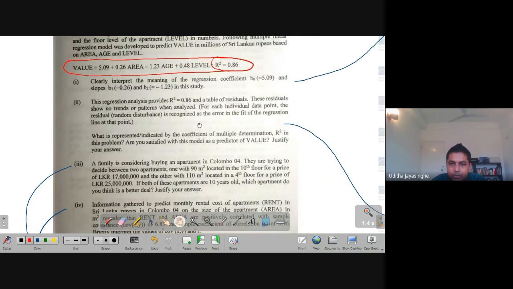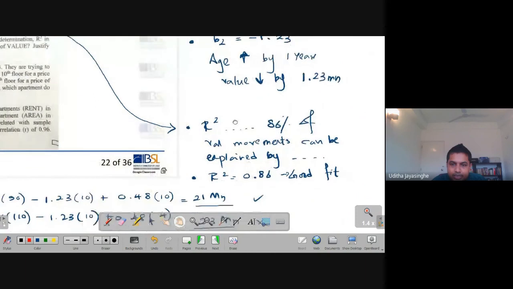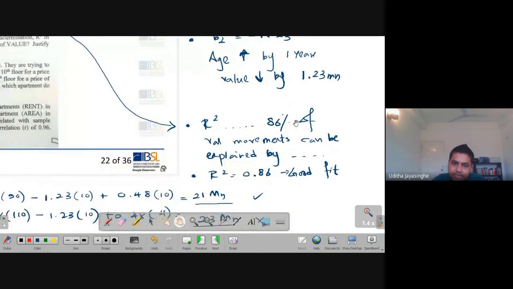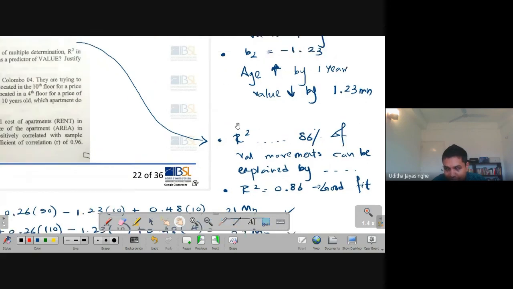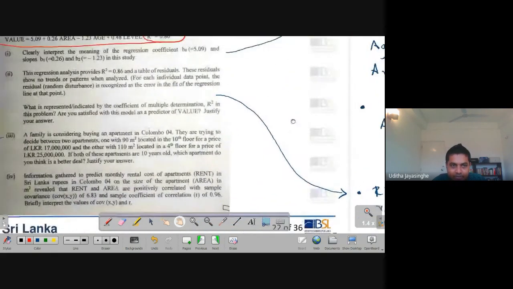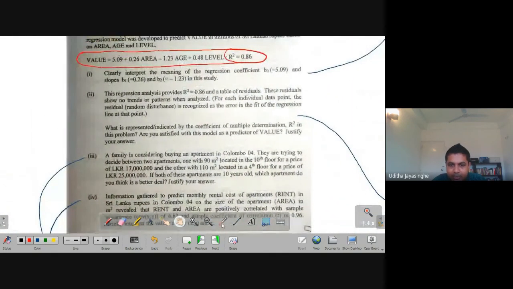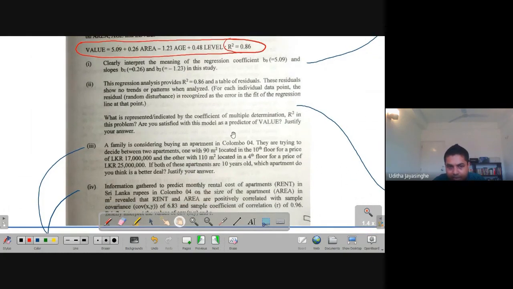So the answer is going to be R square: 86% can be explained by the movement of the variables, and an R square of 0.86 is a good fit. Be a bit watchful. There's another question which I'll show you in a little while, where the entire explanation is given, but with a hint that there is a trend between these variables or residual. There you can't agree to the R square; you have to categorically disagree. So this question, typically you can agree.